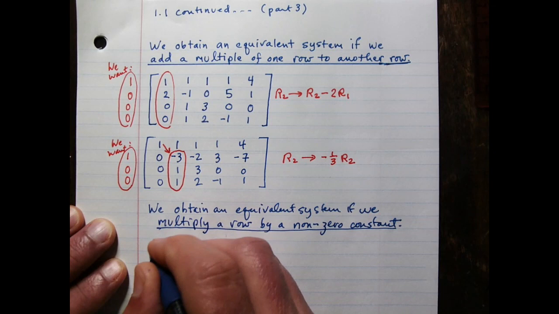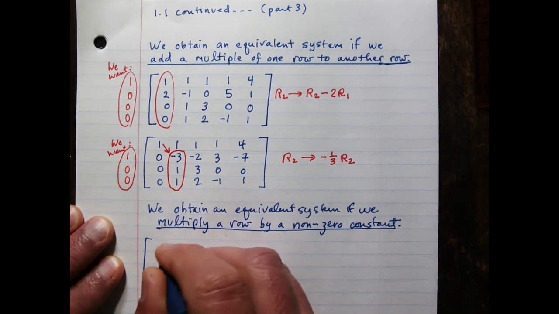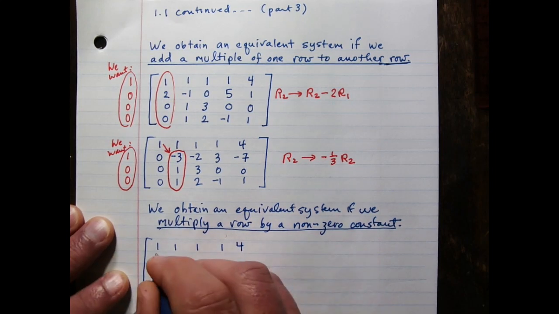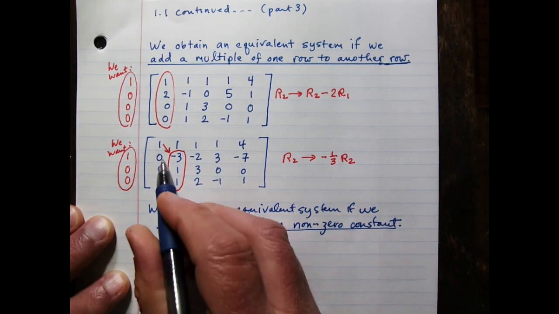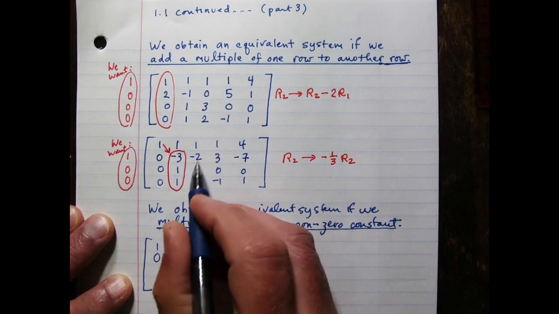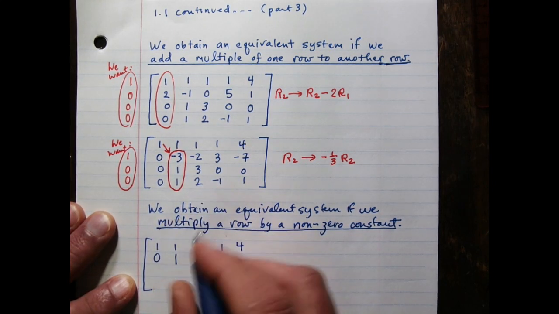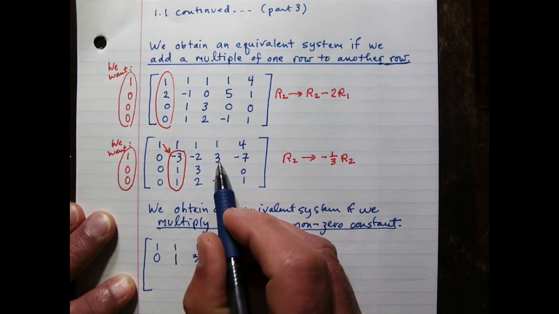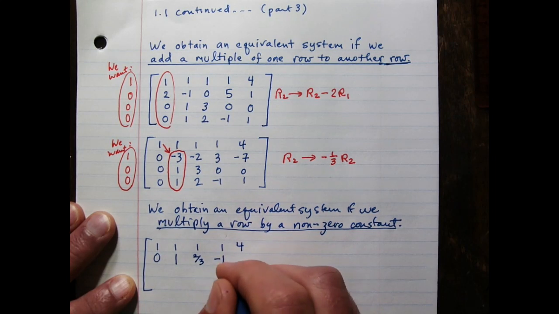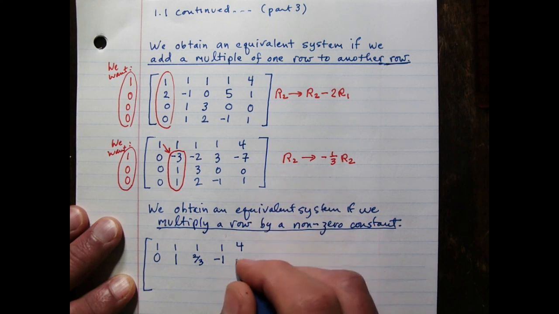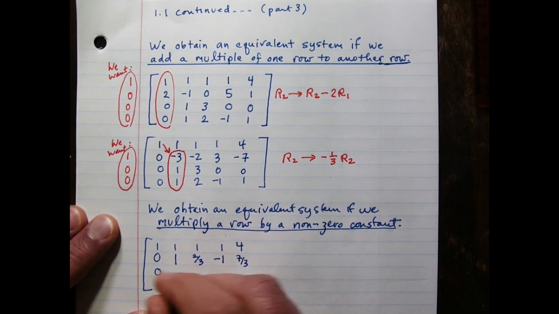So now I got to recopy again. 1, 1, 1, 1, 4, 0. Negative 1/3 times 0 is 0. Negative 1/3 times negative 3 is 1. Negative 1/3 times 2, I'm going to have positive 2/3. Negative 1/3 times 3, I'm going to have negative 1. Negative 1/3 times negative 7, I'm going to have positive 7/3. And then I recopy.